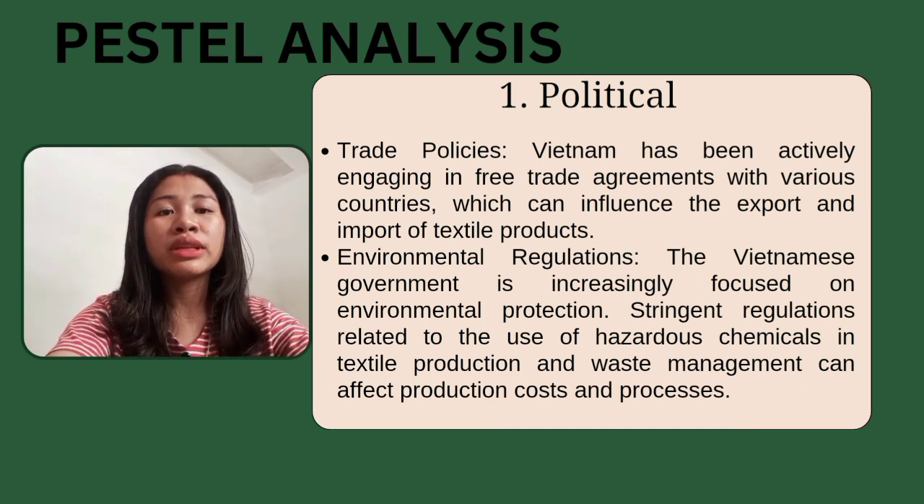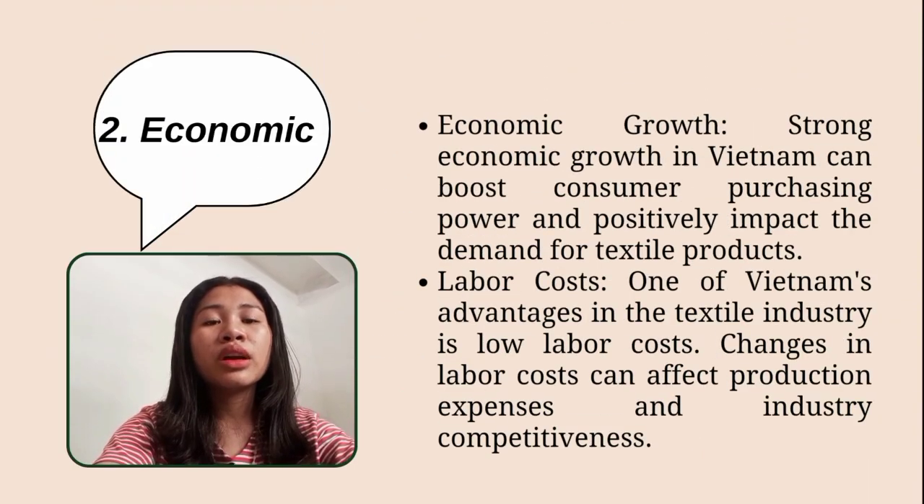Second one is environmental. The Vietnam government is increasingly focused on environmental protection. Stringent regulations related to the use of hazardous chemicals in textile production and waste management can affect production costs and process. Third one is economic growth.